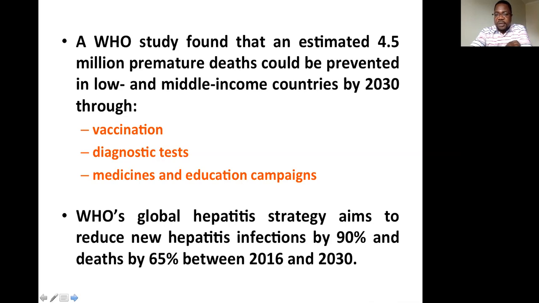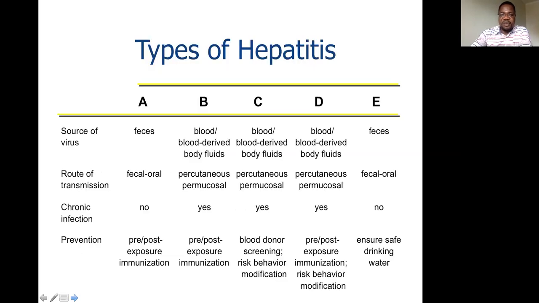The WHO Global Hepatitis Strategy aims to reduce new hepatitis infections by 90% and to reduce deaths by 65% between 2016 and 2030. Those are the new targets by the World Health Organization. They are putting strategies in place to reduce new infections by 90% and related deaths by 65% by 2030. So this is the target.